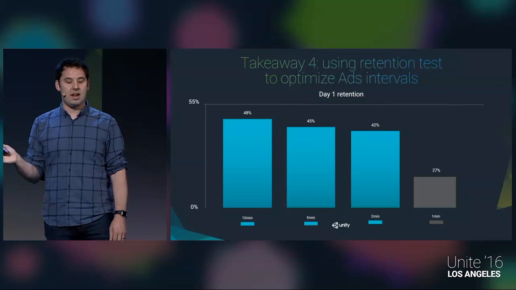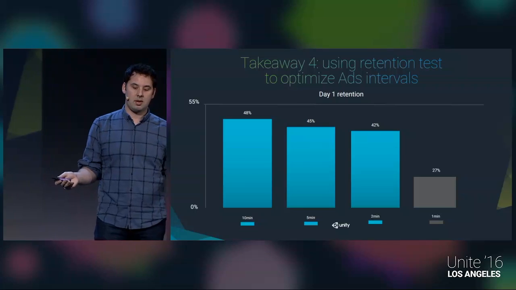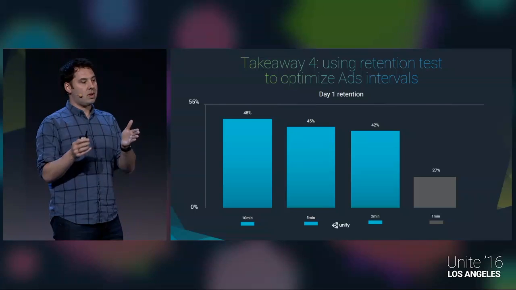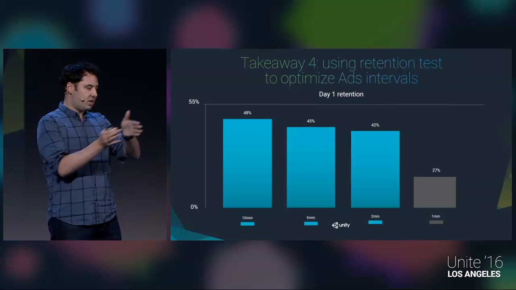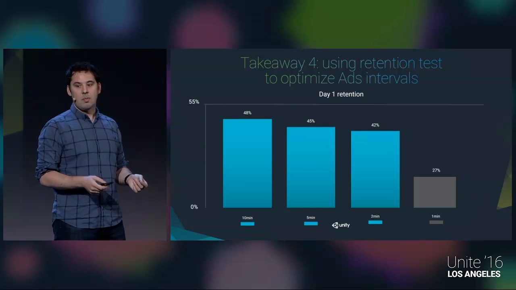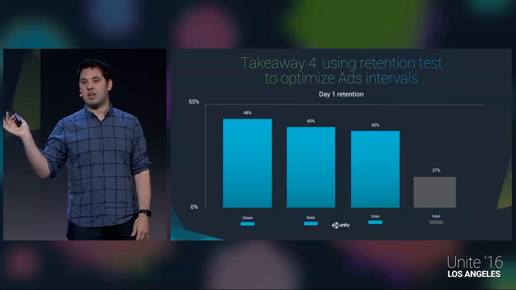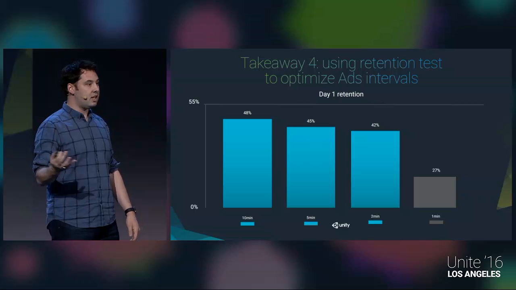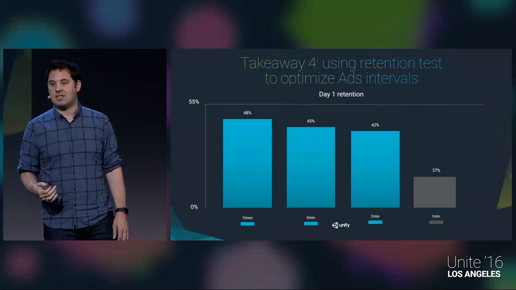So using Unity Analytics, what they discovered was there was a pivot point. After showing ads once every 2 minutes, once they went to 1 minute, they saw a big drop-off in user retention. But by identifying that pivot point, they were able to find the perfect balance between keeping users in their game and engaged and monetizing through Unity ads.